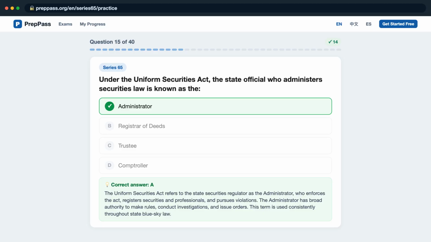The Uniform Securities Act refers to the state securities regulator as the administrator, who enforces the act, registers securities and professionals, and pursues violations. The administrator has broad authority to make rules, conduct investigations, and issue orders. This term is used consistently throughout state blue sky law.